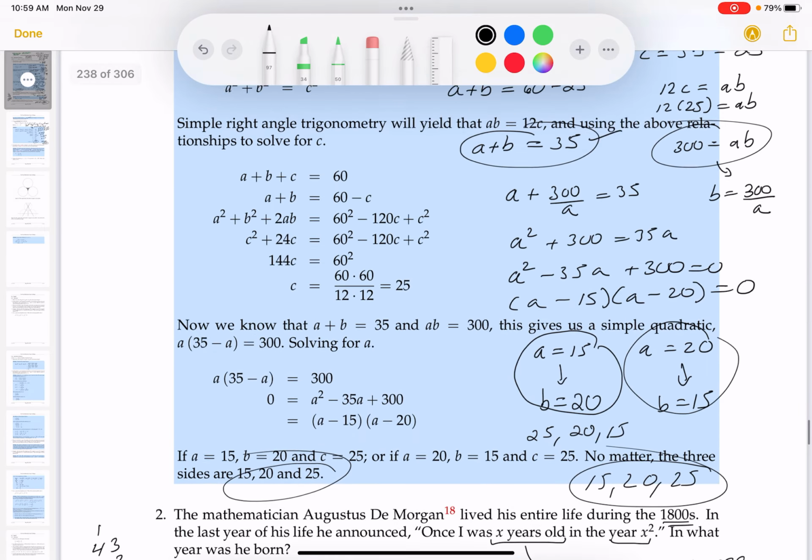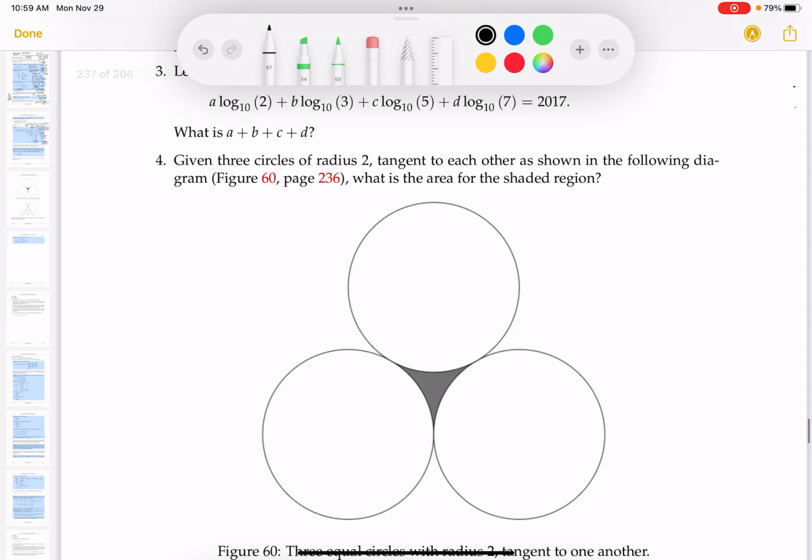I want to go back to the picture here. I'll look at this picture over here, but I'll go back to the blue area in a moment. It says 3 circles of radius 2. I'll be honest, I have a real tough time drawing pictures, but there's a radius here, and a radius here, and a radius here, and these are centers. It says the given 3 circles of radius 2, tangent to each other, are shown in the following diagram. They're kissing circles. What is the area of the shaded region?